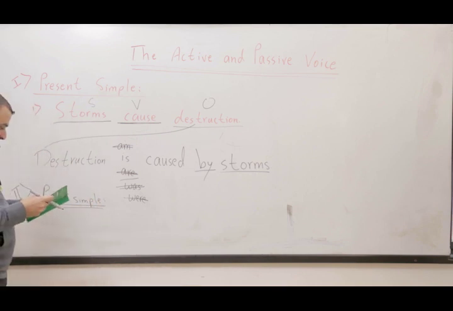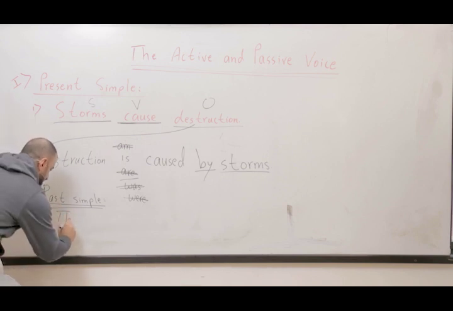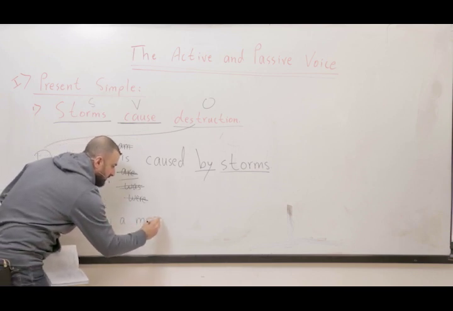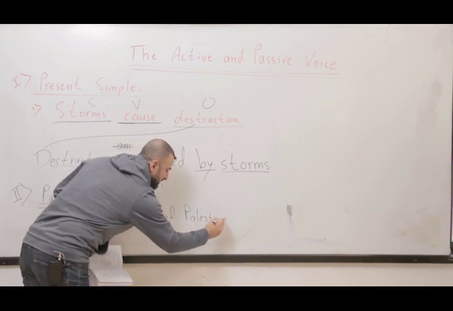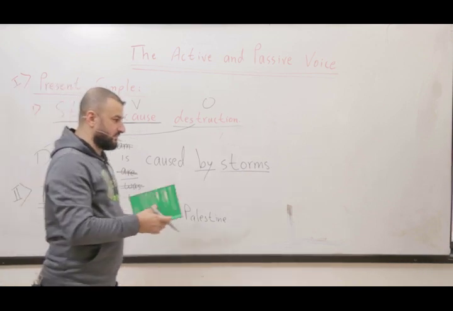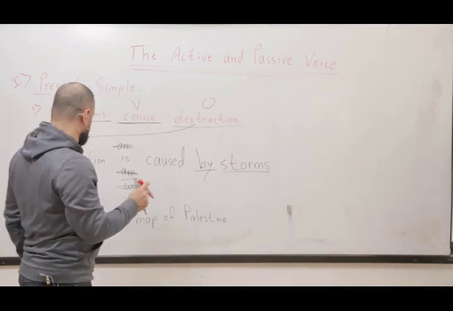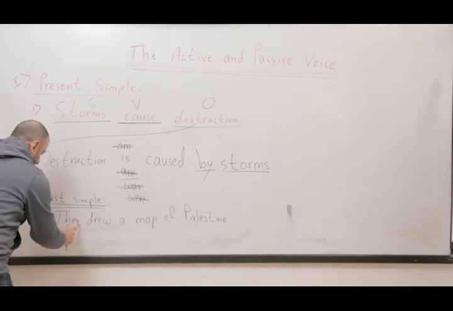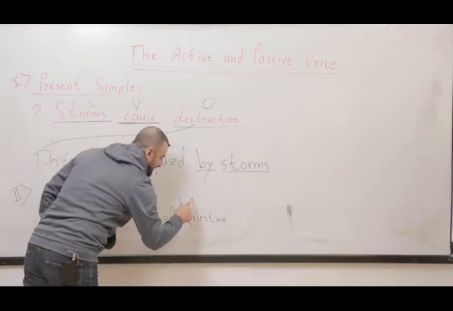Let's put an example. For example, they drew a map of Palestine. So we can follow such steps in solving the sentence. First of all, underline what we have here. They is the subject. Drew is the verb. A map of Palestine is an object.